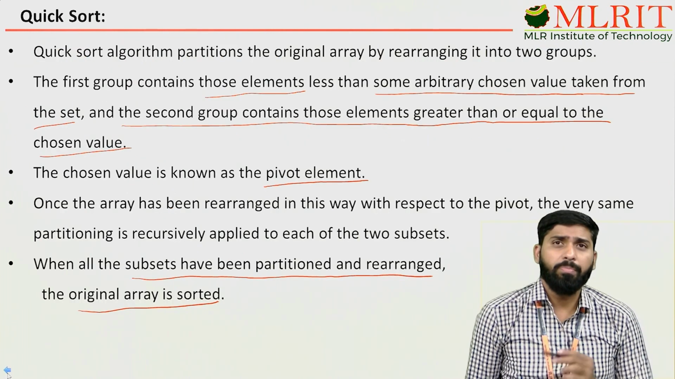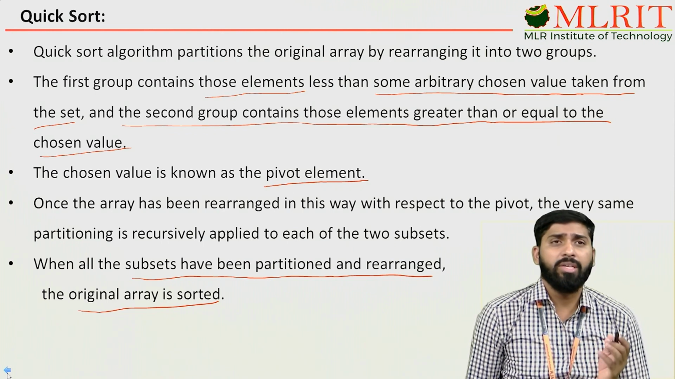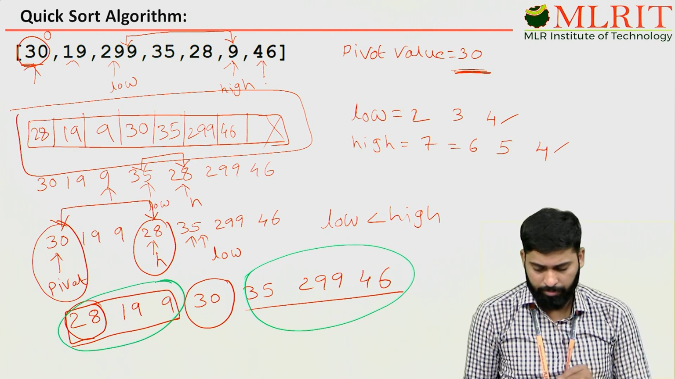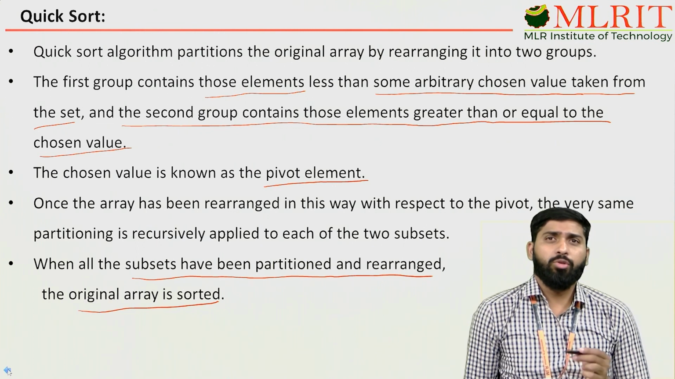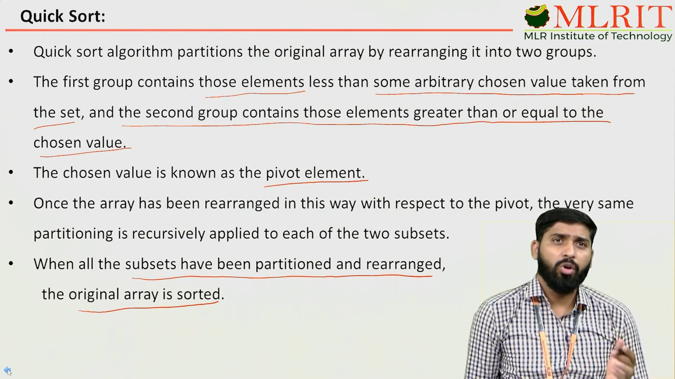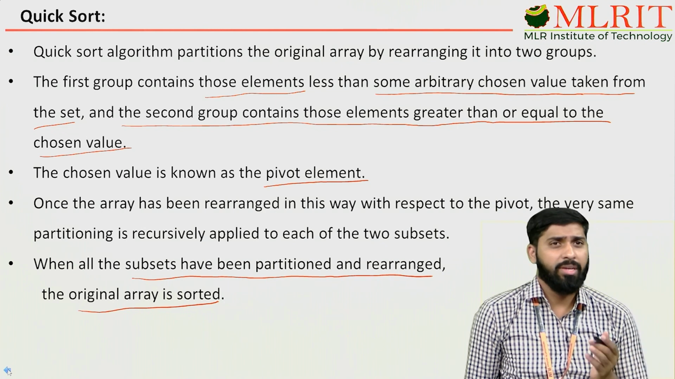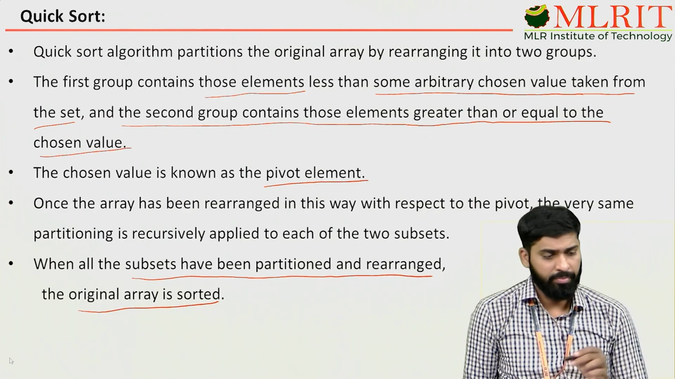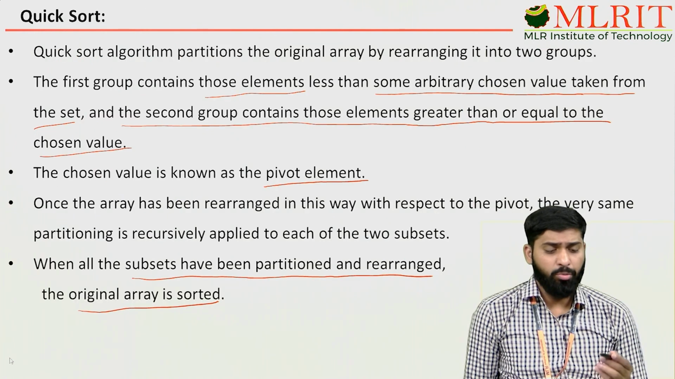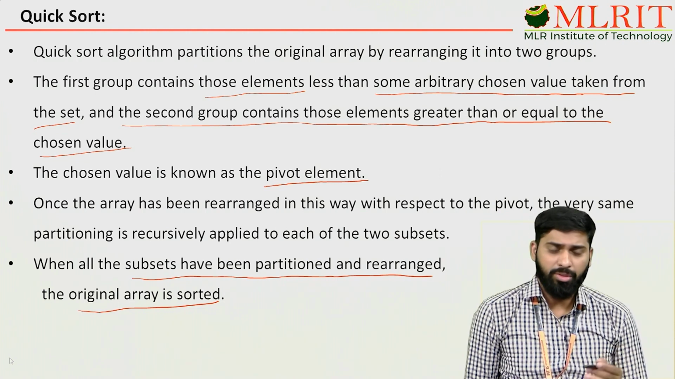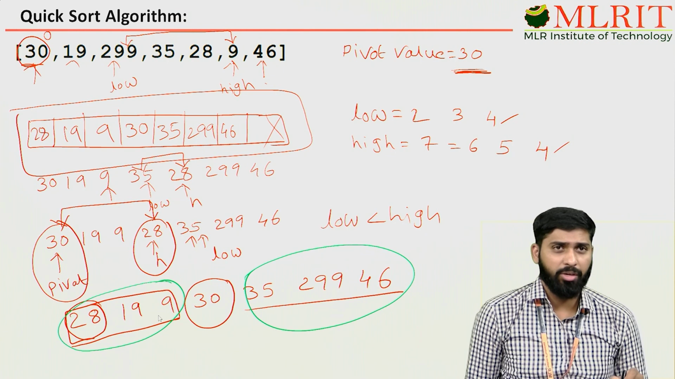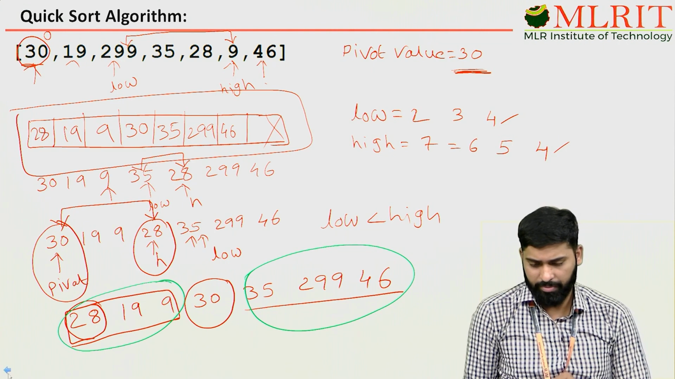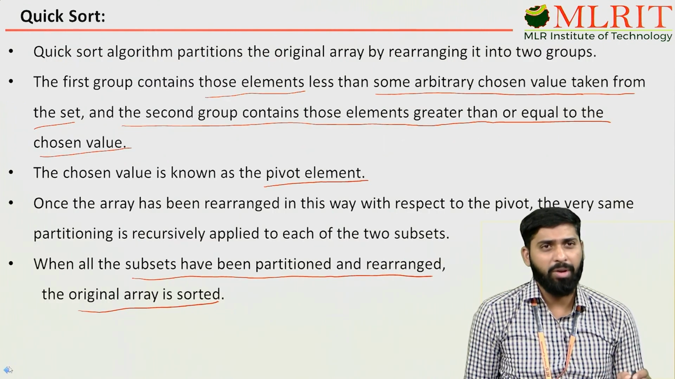So the quicksort algorithm partitions the original array by rearranging it into two groups. So these are the two groups, 1 and 2. The first group contains those elements less than some arbitrarily chosen value taken from the set. Here the arbitrary value we chose is 30. The second group contains those elements greater than or equal to the chosen value. So this is the first group and second group. All the values in the first are less than 30. The second group values are greater than 30. The chosen value is known as the pivot element.